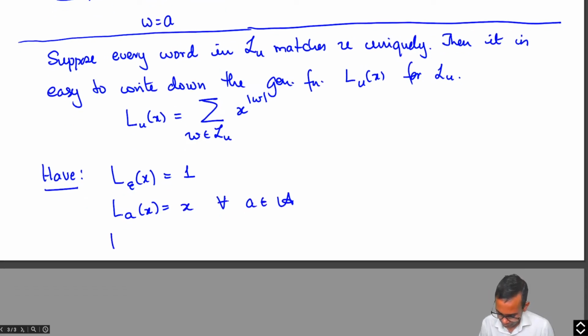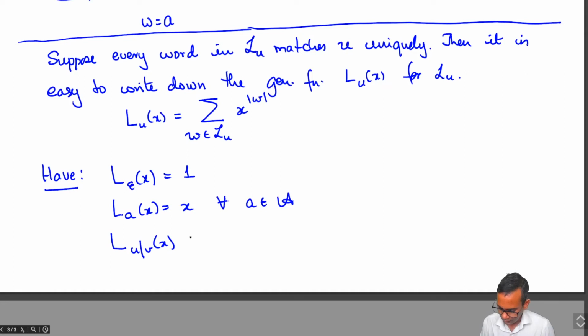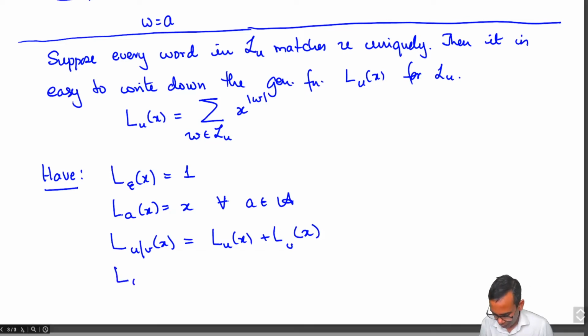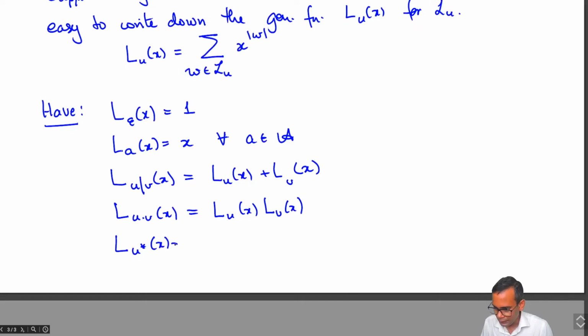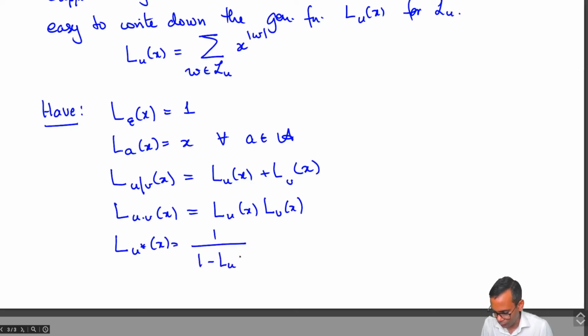We have L of U or V of x equal to L_U(x) plus L_V(x), provided that every word in L matches U or V uniquely. And then we have L of U dot V of x is just L_U(x) times L_V(x), provided again that every word in L of U dot V matches U dot V uniquely. And then finally we have L of U star of x is equal to 1 over 1 minus L_U(x), again provided that unique matching.